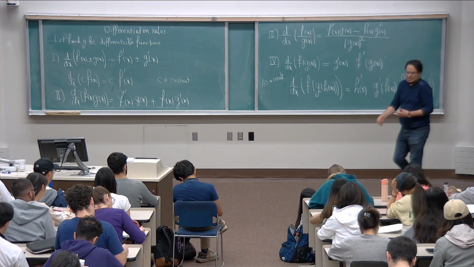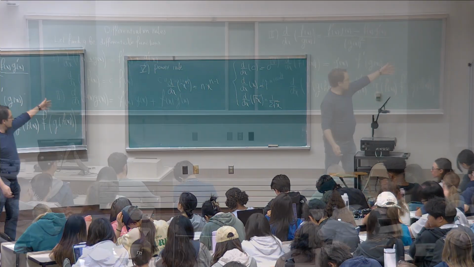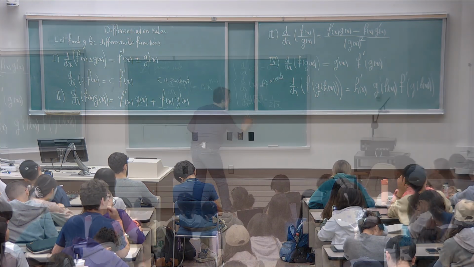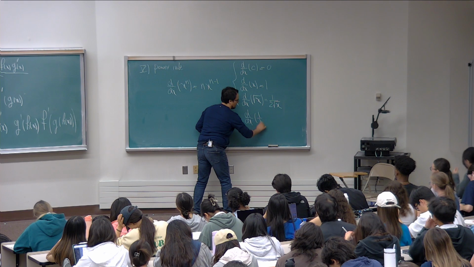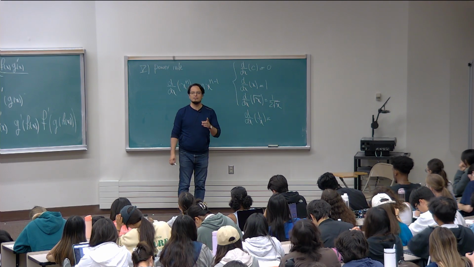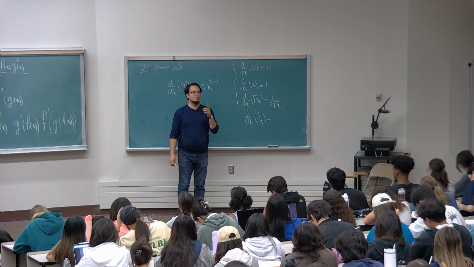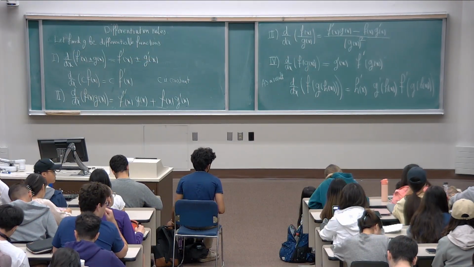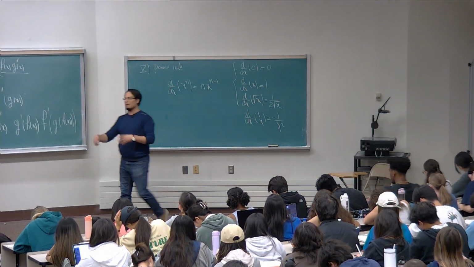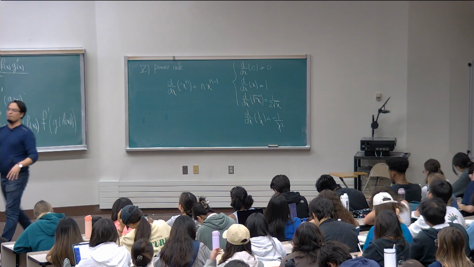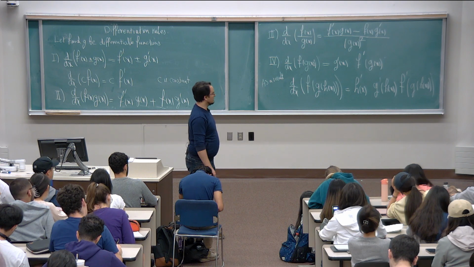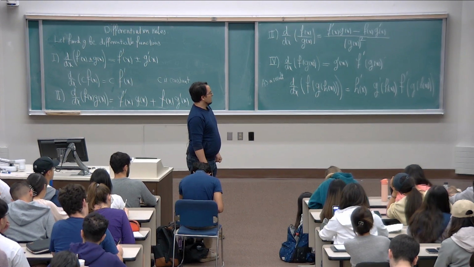You can always get those ones from the power rule, but this one and the one that says what is the derivative of 1 over x. What is the derivative of 1 over x? Yes? Negative 1 over x squared. And the way you see it is x to the power negative 1. Apply the power rule, and then play with it a little bit, and that's what you will get.